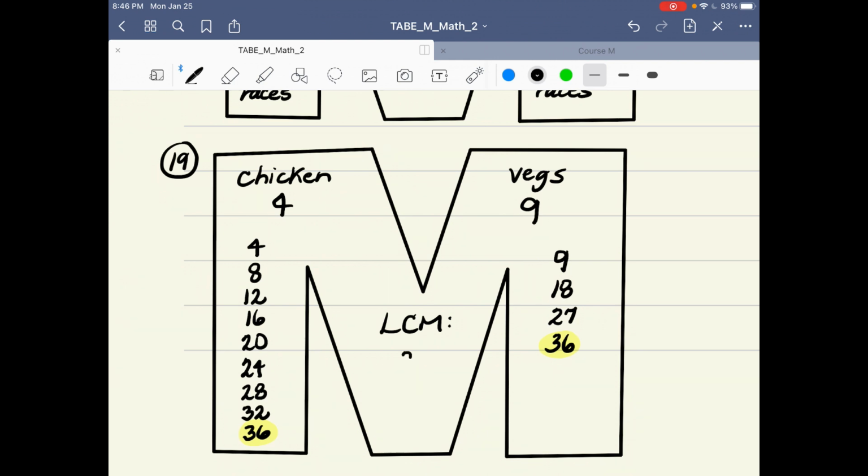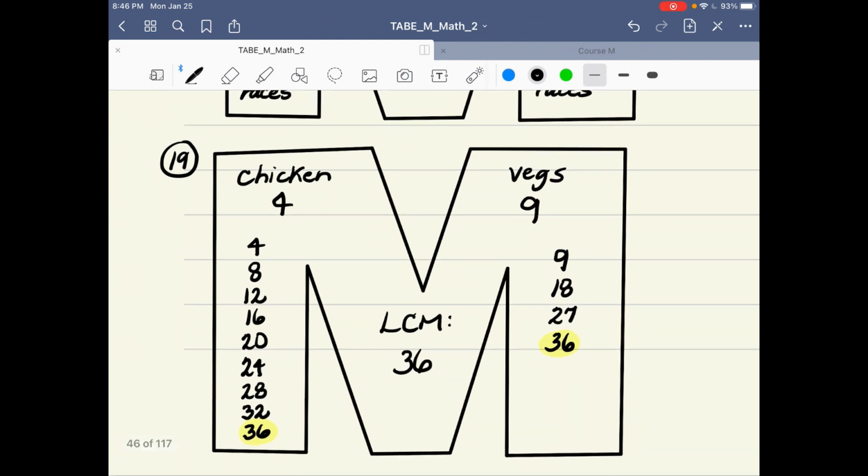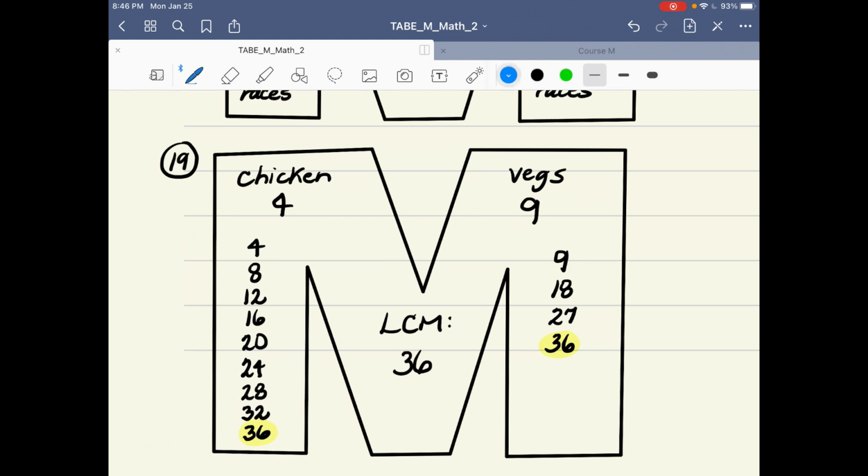36 is the common multiple. But how many times did he have to make the chicken? I've got 1, 2, 3, 4, 5, 6, 7, 8, 9 times he had to make the chicken. And he only had to make the vegetables 4 times. So in this sense, it does matter if I skip multiples, because if I have to answer a question about the number of times, then I need to be able to see all those multiples. So my advice, my encouragement is don't skip multiples.